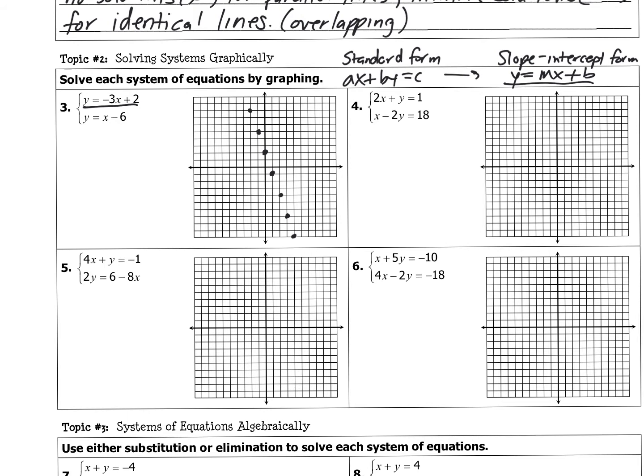So there you go. I've got points going in both directions, and I can connect my dots. Arrows at the end to show that it continues to go in both directions. And now I'm going to graph the other line. I'm going to do this in red.